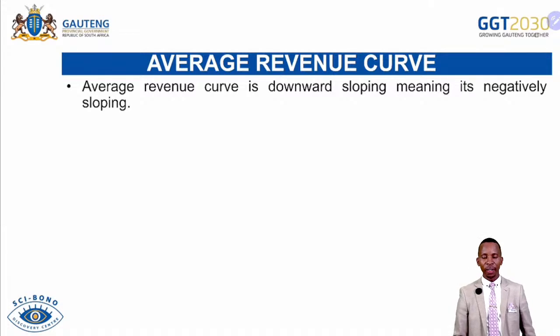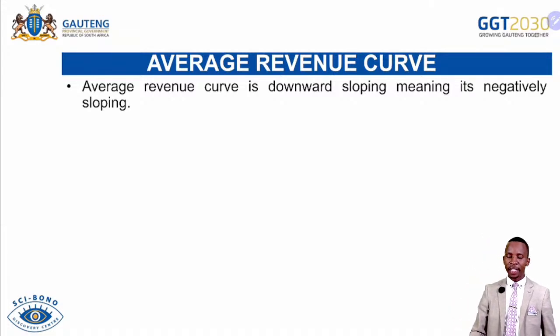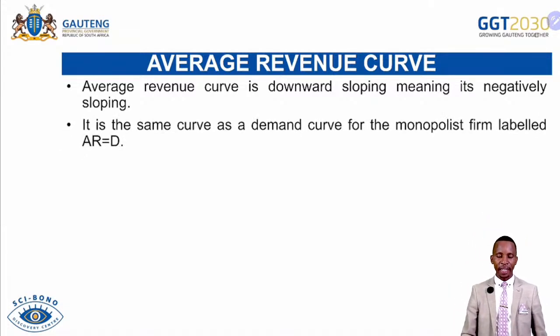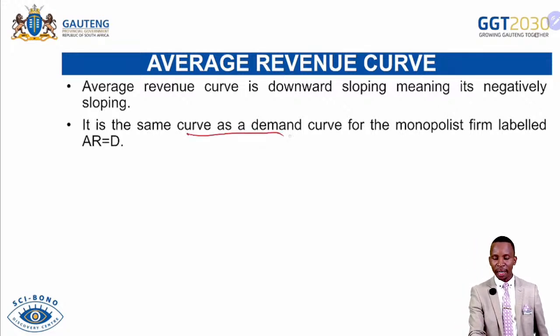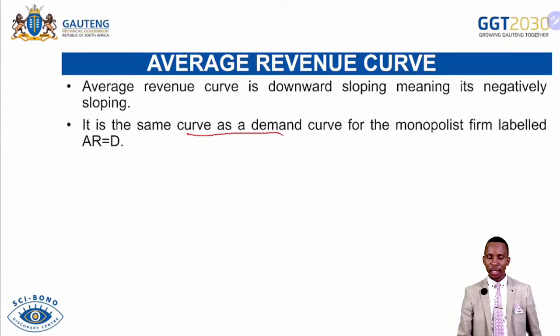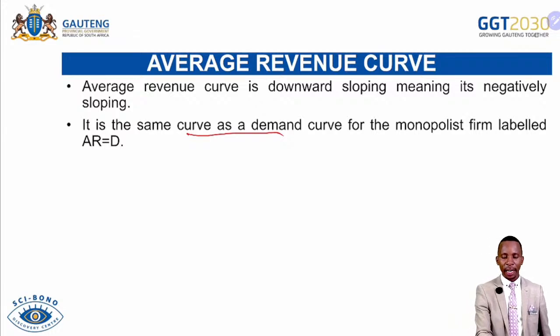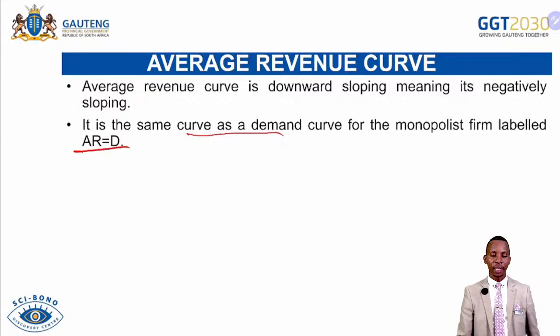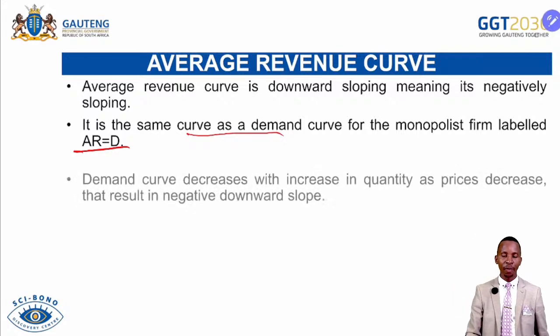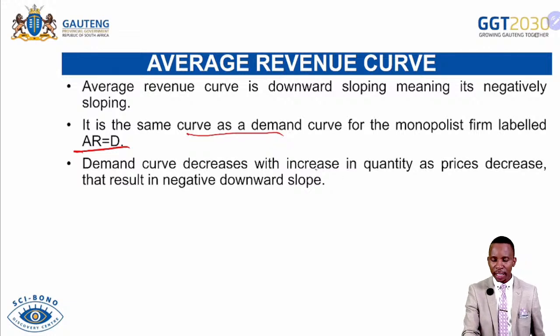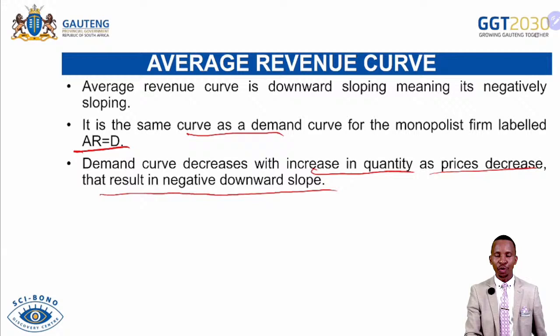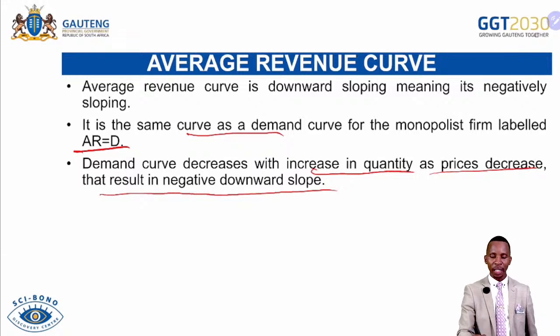Average revenue curve is downward sloping, meaning it is negatively sloping. And then it is the same curve as the demand curve. So for the monopolist firm, it is labeled AR equals D. We say average revenue equals D, that is the same curve. Demand curve decreases with an increase in quantity. As prices decrease, that results in a negative sloping demand curve, or what we call average revenue.